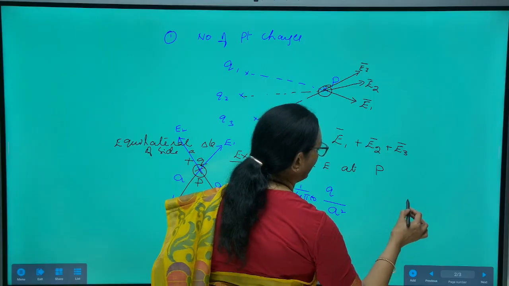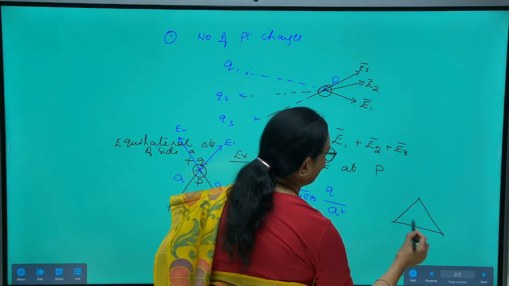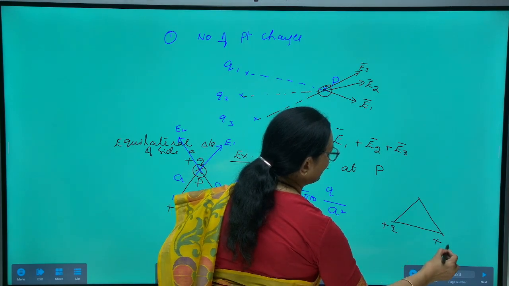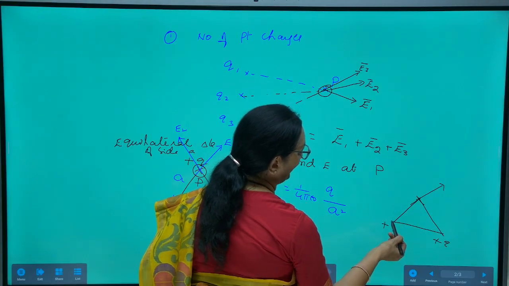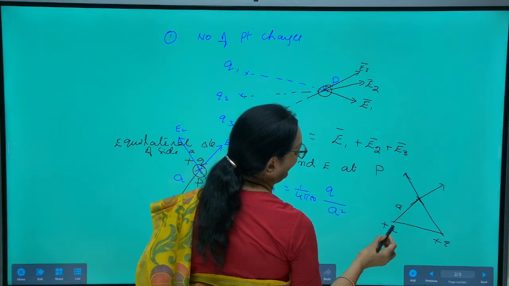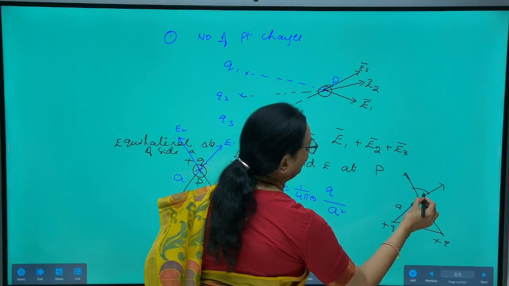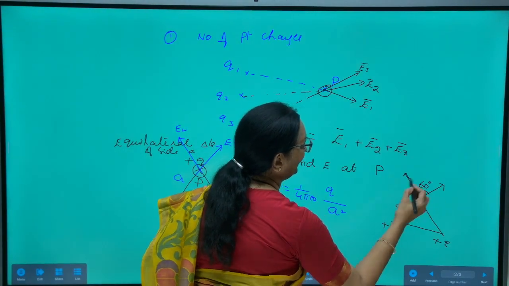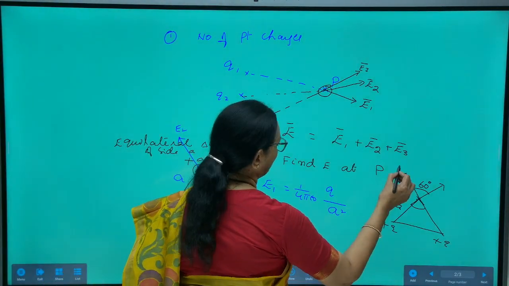So, I am telling you the same thing here. Look, this is plus Q, this is plus Q. At this point, due to this, 1 by 4 pi epsilon naught Q by A square, and due to this, 1 by 4 pi epsilon naught Q by A square. The angle between them, as this is an equilateral triangle, is 60 degrees.